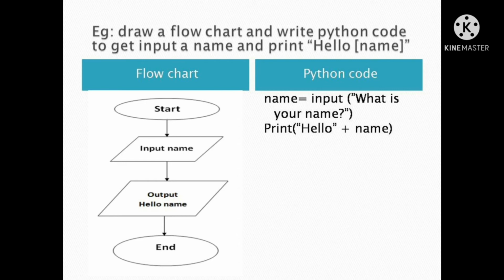Here the Python code is on the right side. You can see that first we want to input. Input means name equal to input what is your name. Whatever we type will go into the name. Then print hello plus name. Then it will print hello with whichever name you type in.